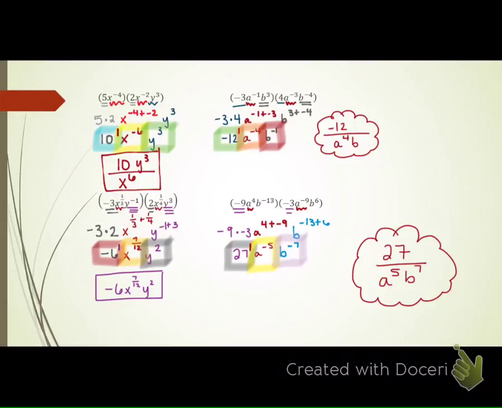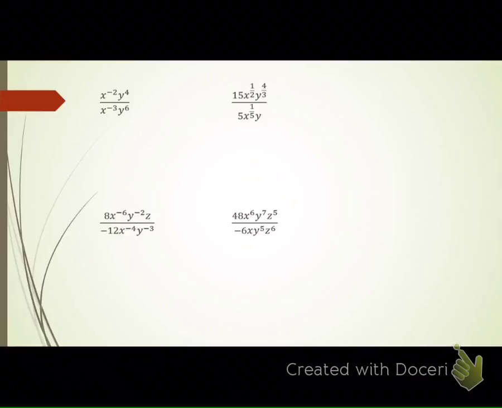All right, let's look at some quotient rule problems. With the quotient rule, what do we do with the exponents? Okay, Blaine, what do we do with x to the -2nd and x to the -3rd? Subtract. So you do -2 minus a -3, so this becomes a positive. And Colin, with the y's we will also subtract them. So you have -2 plus 3, which is 1.